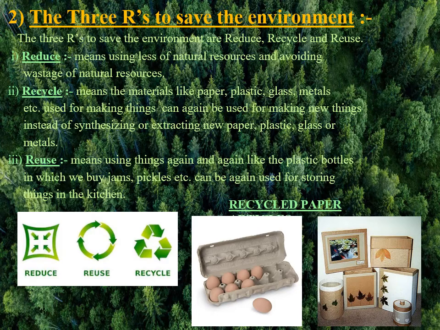So, the three R's to save the environment. The first one is reduce, which means using less of natural resources and avoiding wastage of natural resources. The second one is recycle, which means materials like paper, plastic, glass, metals, etc., used for making things can again be used for making new things instead of synthesizing or extracting new paper, plastic, glass, or metals. We call it recycle.